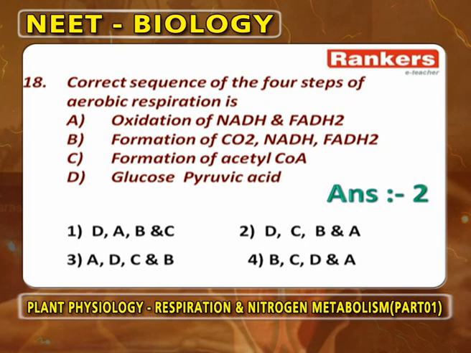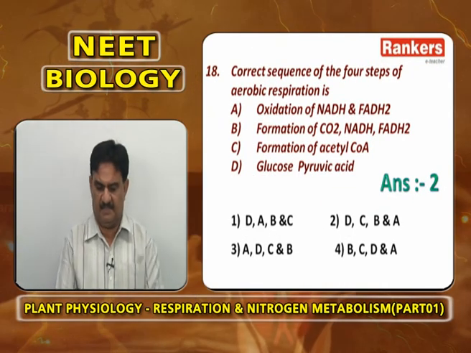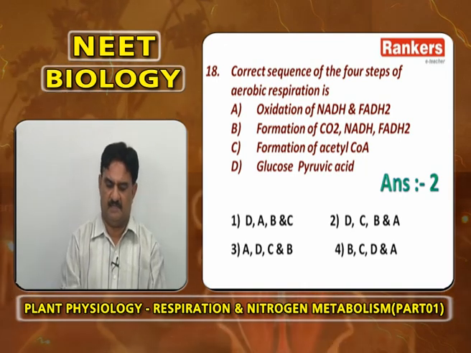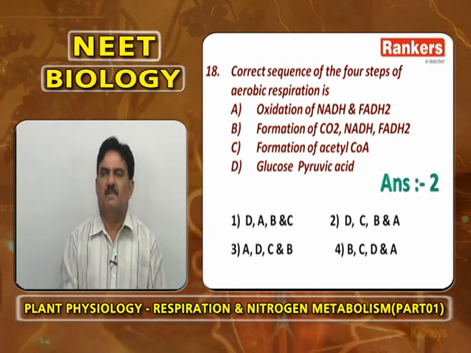Correct the sequence of the 4 steps of aerobic respiration. Oxidation of NADH2 FADH2, formation of CO2 NADH2 FADH2, formation of acetyl coenzyme A, glucose converting into pyruvic acid. So, always first glucose converting into pyruvic acid is glycolysis.